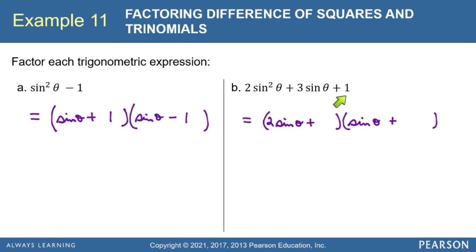And now we can think about the 1. So we ask ourselves what times what would produce 1? And of course that's just 1 times 1. Now we know that first times first produces 2 sine squared theta, and we know that last times last produces plus 1. So those 2 terms are fine, but we do need to check that outer plus inner would add up to 3 sine of theta. So outer times outer would be 2 sine of theta. Inner times inner would be 1 sine of theta. 2 sine theta plus 1 sine theta is 3 sine theta. And so that's all we need to know that this factoring is correct for this trinomial.